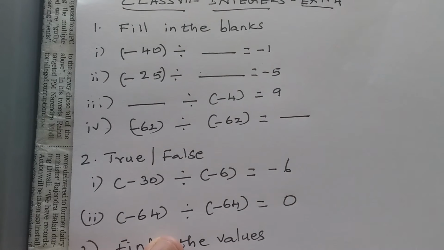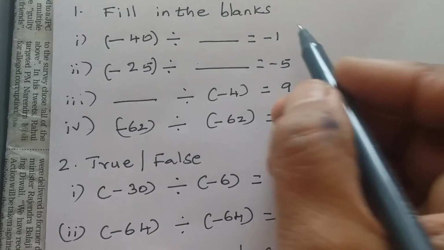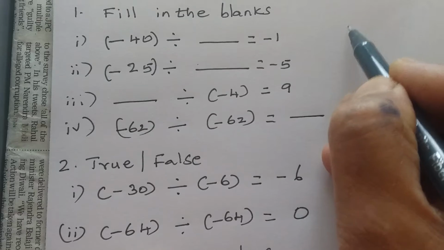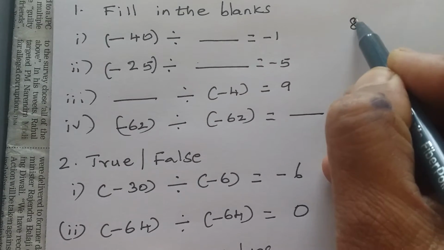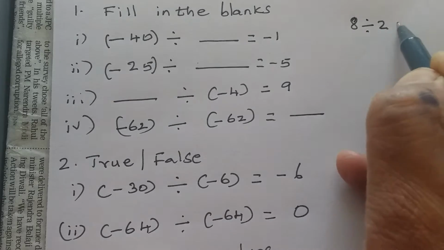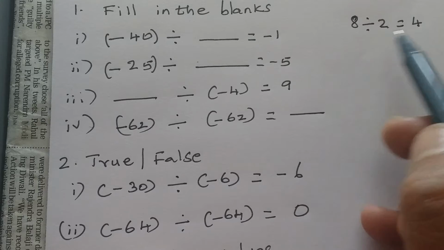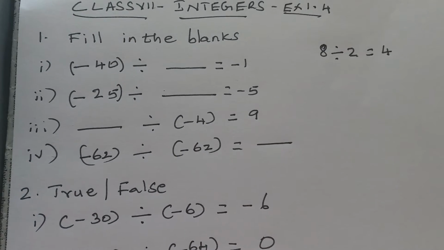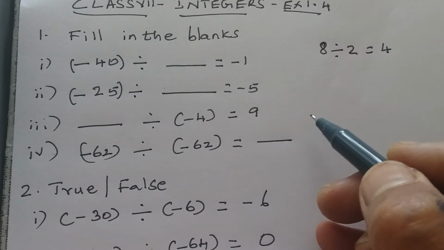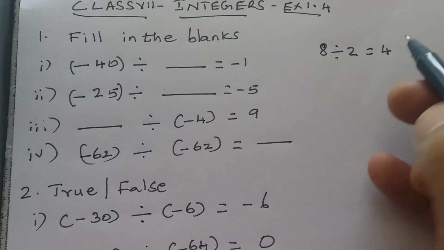to minus 1. Okay, now to do this, we'll see one small concept here, which is for every division sum. Suppose 8 divided by 2 is equal to 4. It is a division sum. For every division sum, we can write two facts, I'm sorry, one multiplication and one division fact we can write.